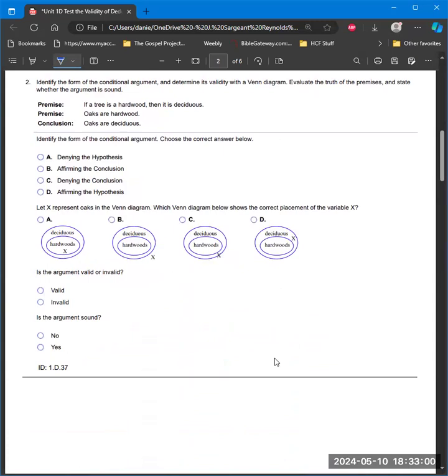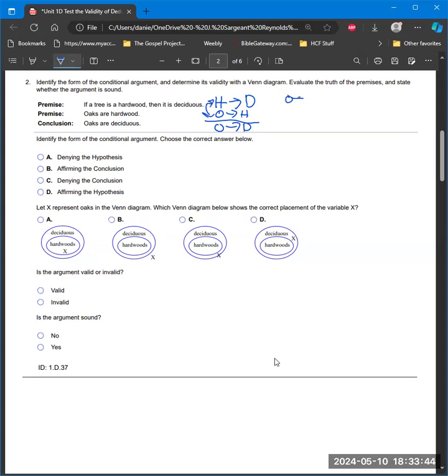Number 2, identify the form of the conditional argument and determine its validity with a Venn diagram. Evaluate the truth of the premises and state whether the argument is sound. If the tree is a hardwood, then it is deciduous. Let's do H implies D. Oaks are hardwoods. Therefore, O implies D. I can switch the order of these premises, and that's fine.